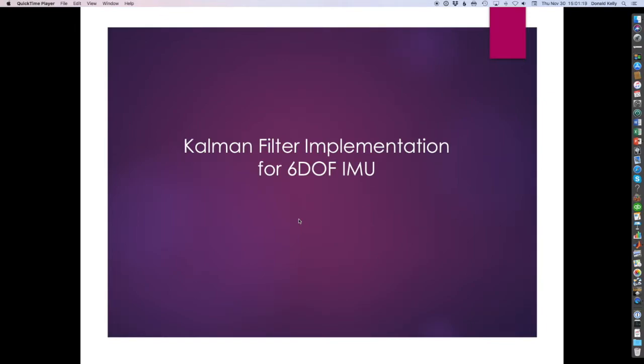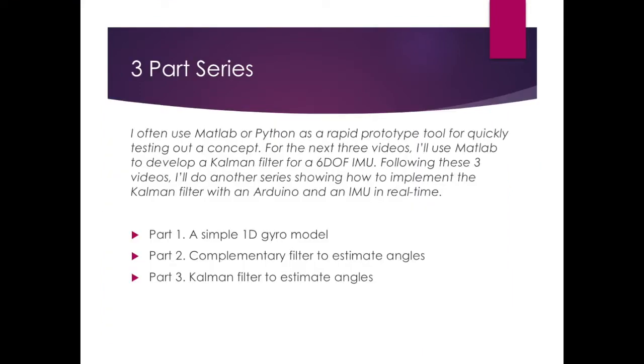Welcome to my series of 3 videos on Kalman filter implementation for 6 degree of freedom inertial measurement units. A little bit of background. I often use MATLAB or Python as a rapid prototype tool for quickly testing out certain concepts. For the next 3 videos, I'm going to use MATLAB to develop a Kalman filter for a 6DOF IMU. Following these videos, I'll do another series showing how to implement the Kalman filter with an Arduino and an IMU in real time, so you can see how it actually works in real time.